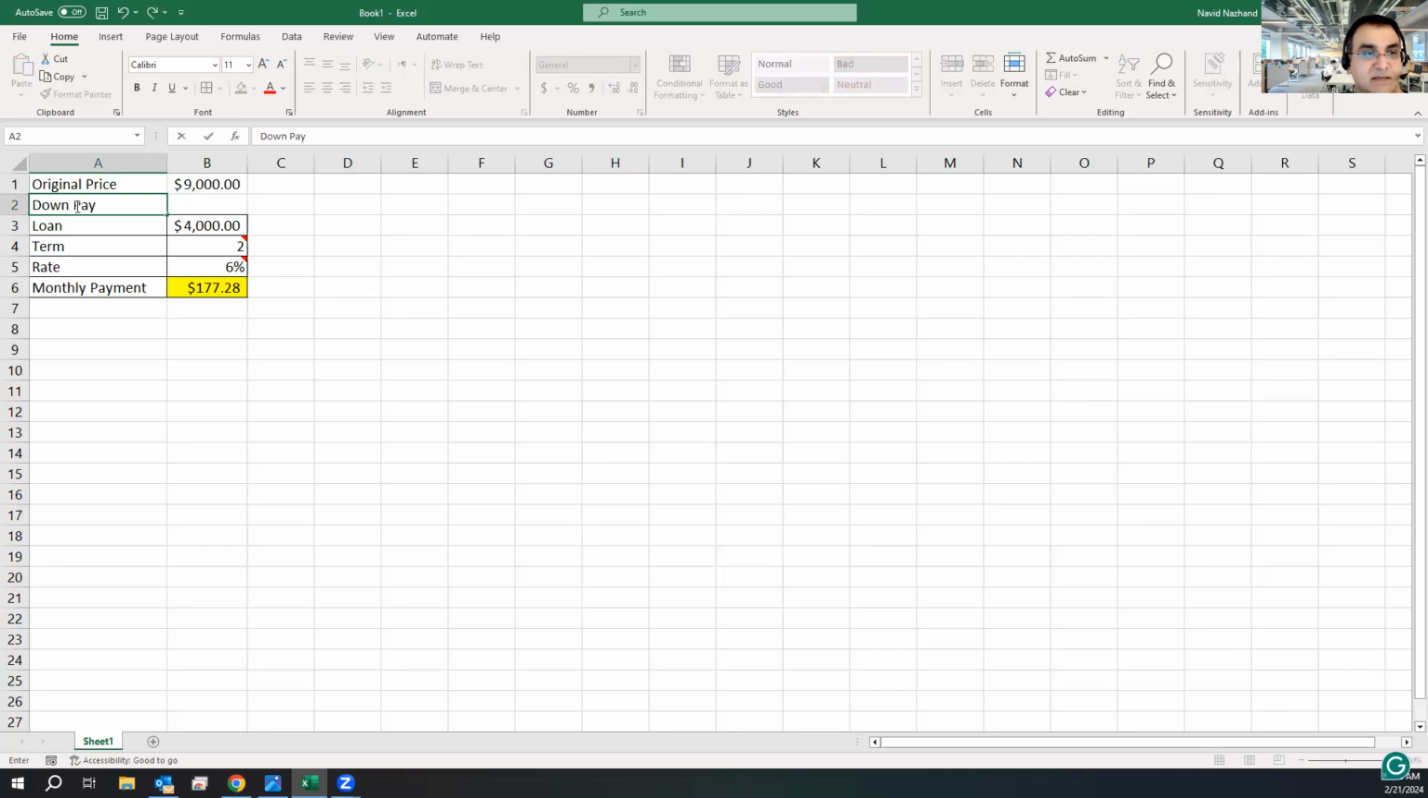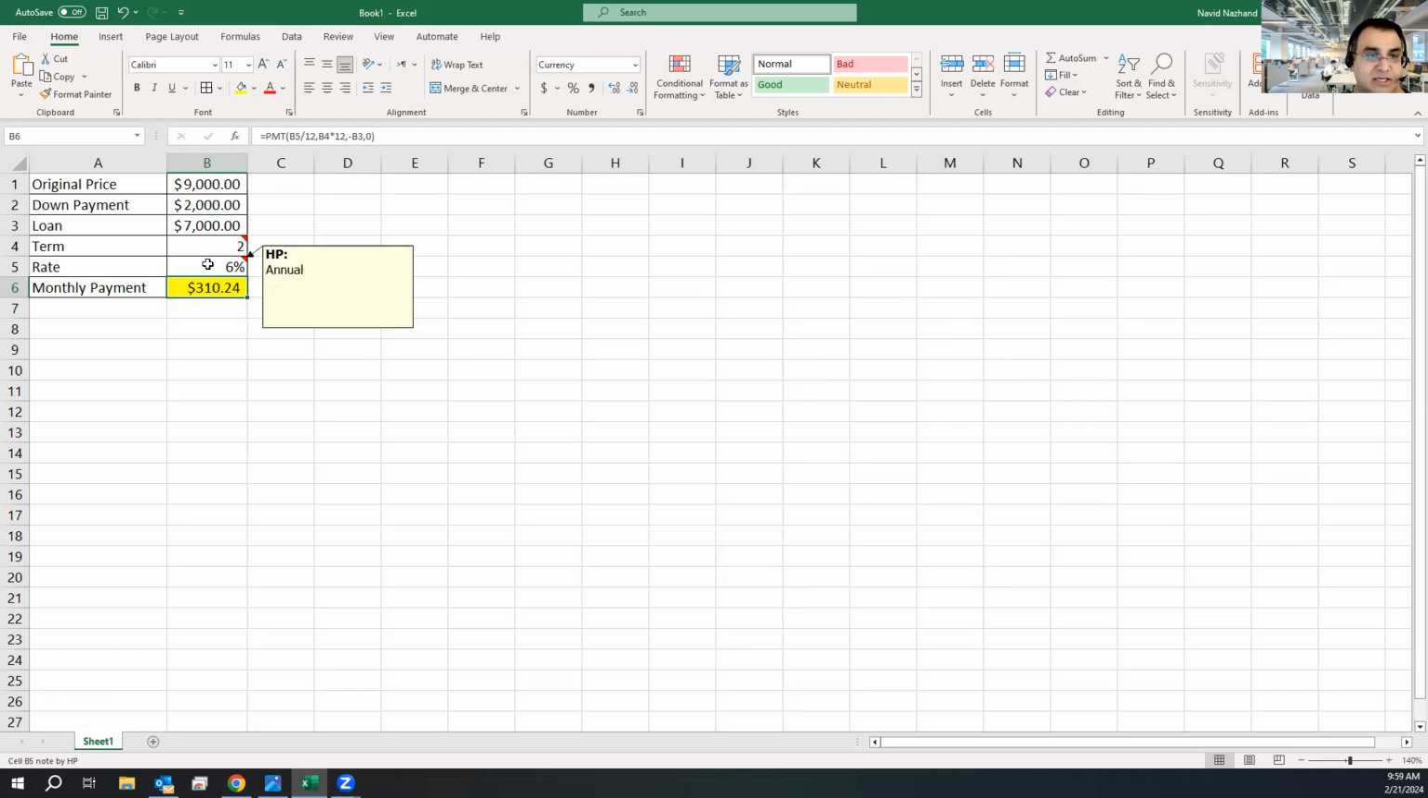The down payment is the money that you pay upfront when you say, well, I have some of that money. So how much do you have? For example, I have only $2,000 out of that $9,000, right? So the loan we are getting is going to be equal to the original price minus the down payment, because when you pay the down payment, the rest becomes our loan. And then you can see, based on this calculation, my monthly payment becomes $310.24 per month. Again, the down payment plays a role like this in our calculations.